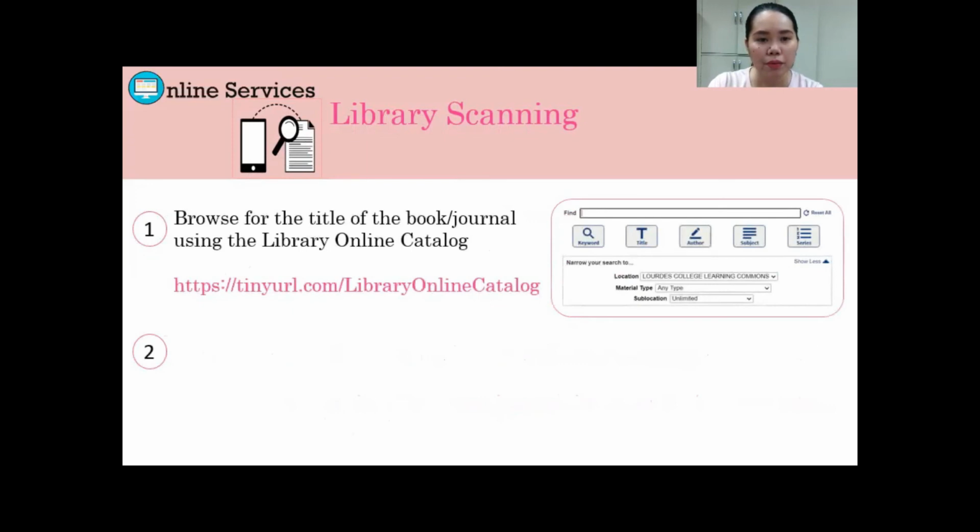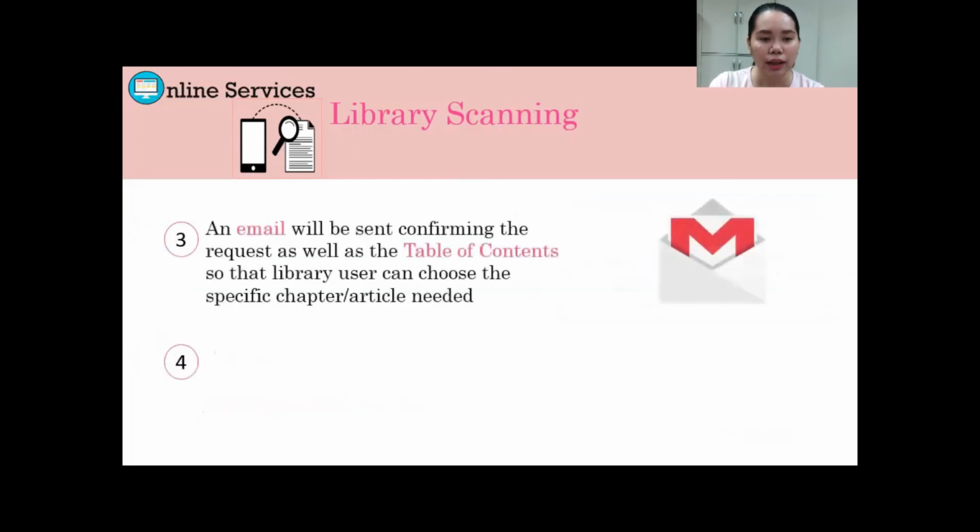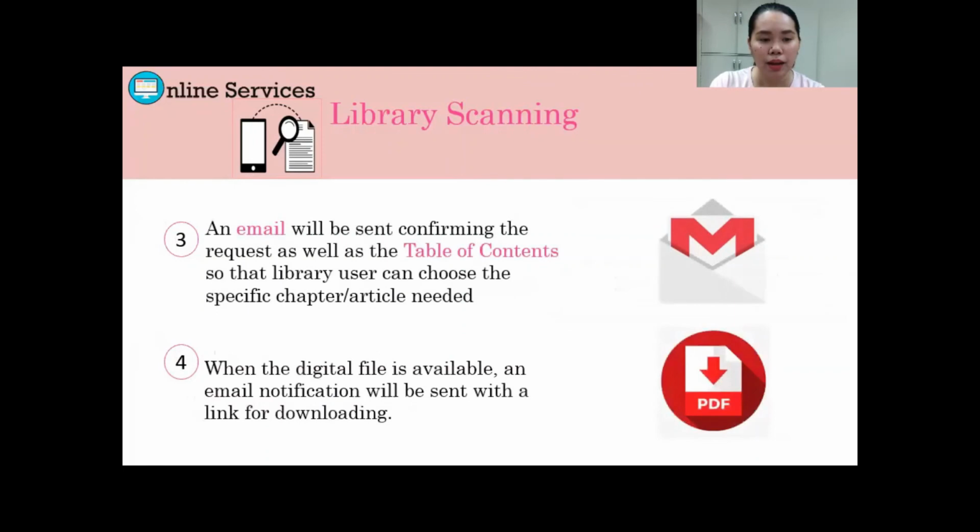To request library scanning, first you have to browse for the title of the book or journal using the library online catalog, and then send a request through LIRA. An email will be sent confirming the request as well as the table of contents so that you can choose the specific chapter or article you need. When the digital file is available, an email notification will be sent with the link for downloading.